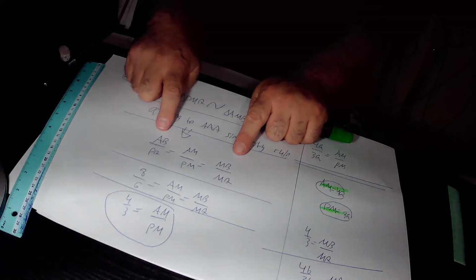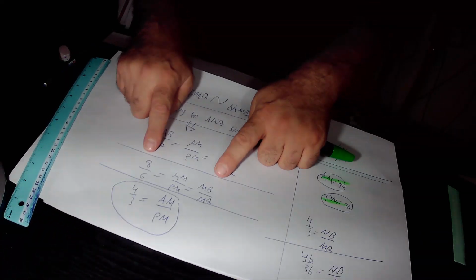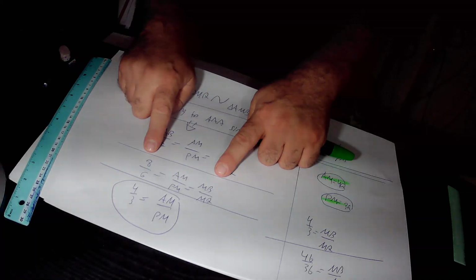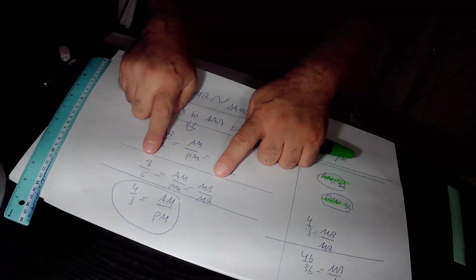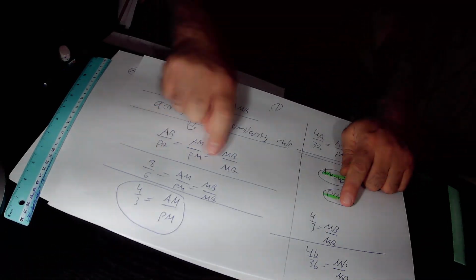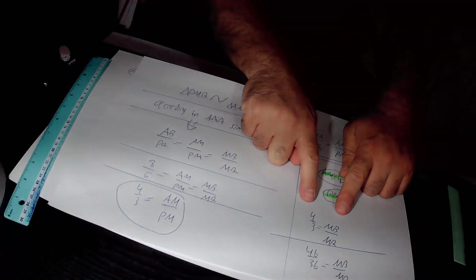From this equation, we derive that in this side of the equation we have actually 4 thirds equals MB over QM. Again, 4 thirds equals MB over QM.